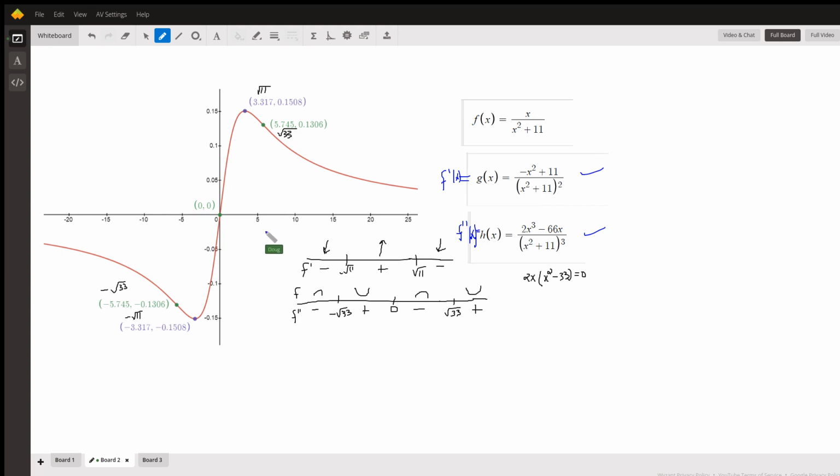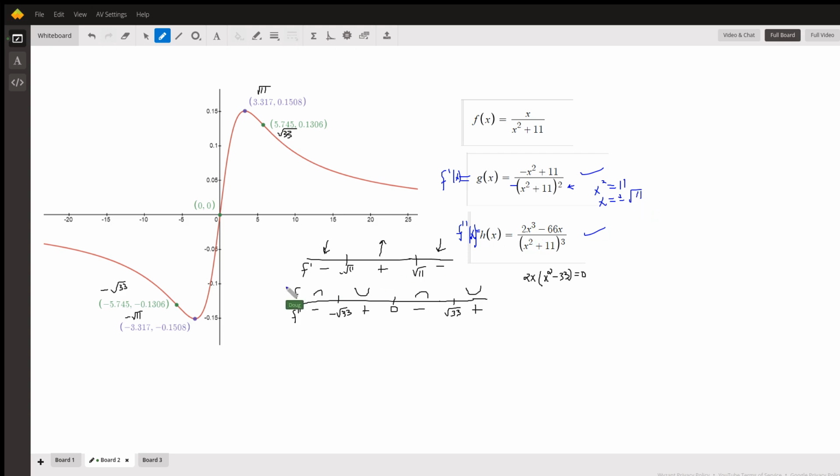We want to know when the first derivative is equal to 0 or when it's undefined. Well, this denominator is defined everywhere, so there's not going to be any problems with that. But the numerator will equal 0 when x squared equals 11. So when x equals plus or minus the square root of 11, those are the critical numbers.